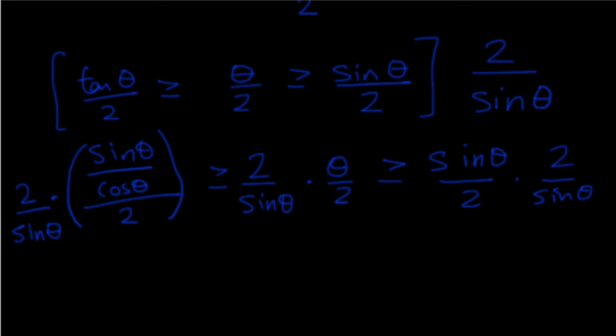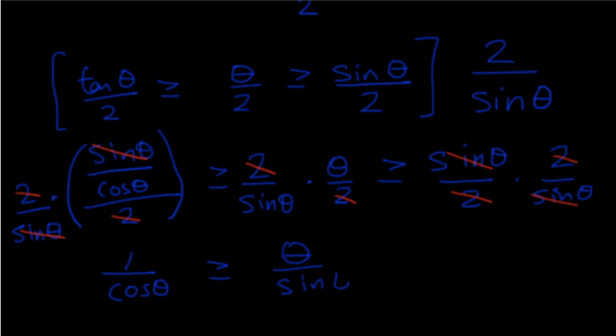Now a lot of the things cancel. The 2 cancels with the 2. The sine theta cancels with the sine theta. 2 cancels with 2. Sine theta with sine theta. So now I'm left with 1 over cosine theta is greater than or equal to theta over sine theta, greater than or equal to 1.